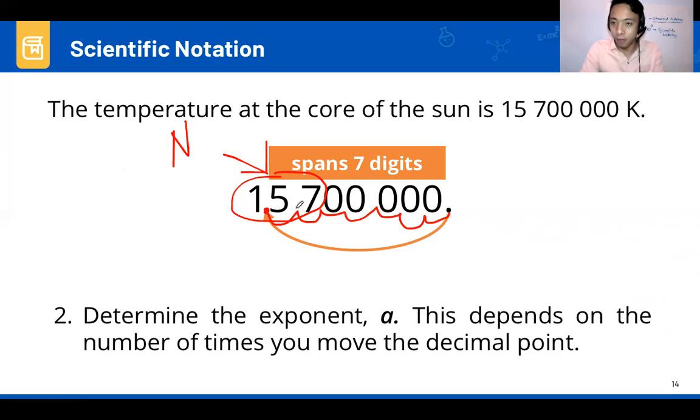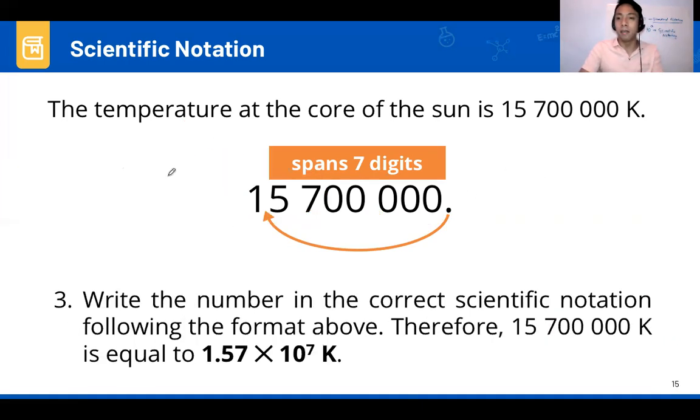Okay? Our n is 1.57. Is 1.57 in between 1 to 10? Yes, correct. So that is between 1 to 10. So 1.57 is our n. Next step. Now, we need to write the number in the correct scientific notation.